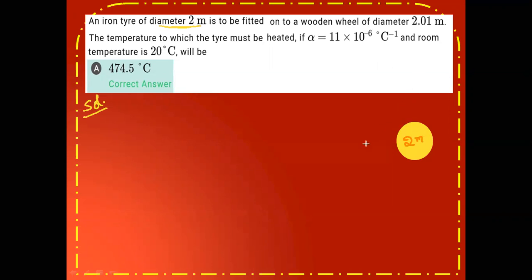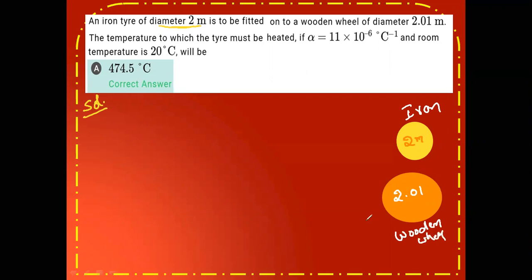So initially this is the diameter of the iron tire. Now this has to be fitted to this. So what is the diameter of this? They gave the diameter of this as 2.01. It is the iron tire and this is the wooden wheel. Sorry, yes, it is the wooden wheel. Okay.